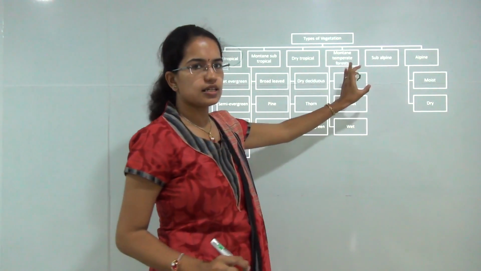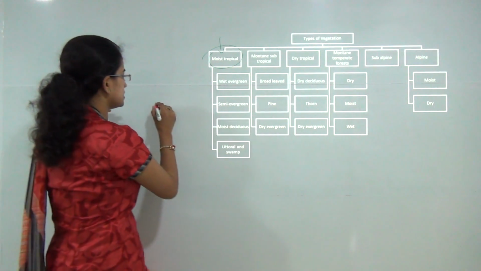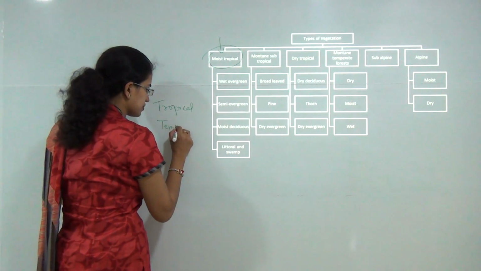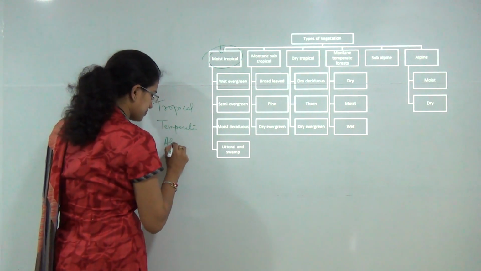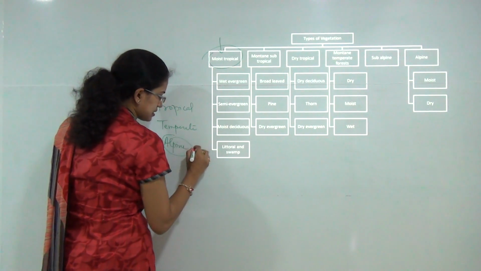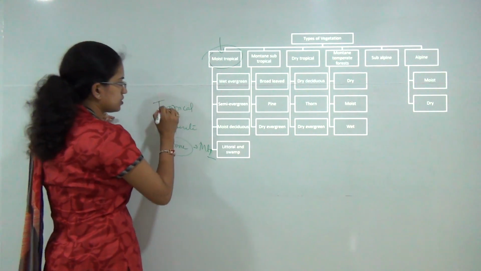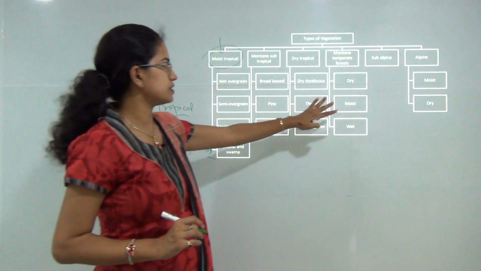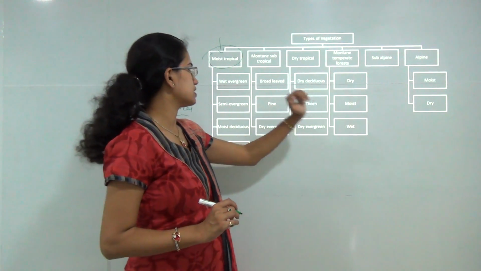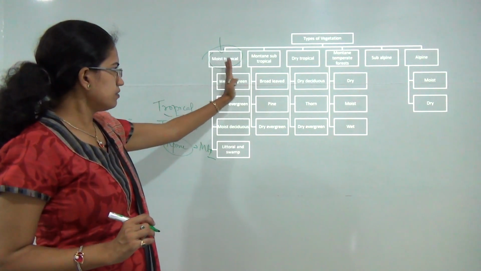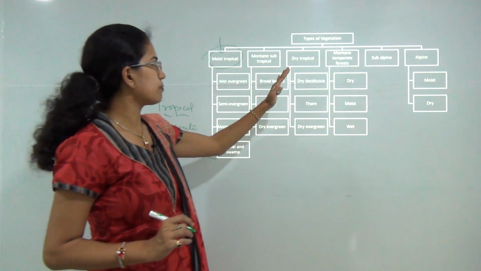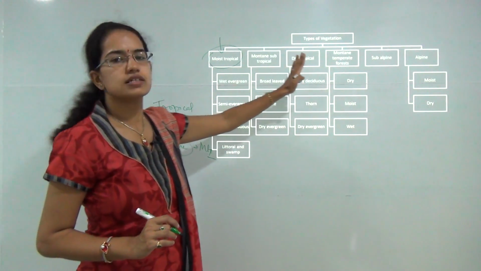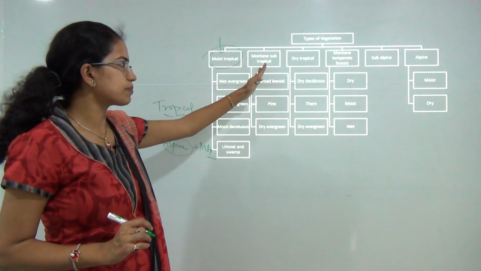Now, as you can see, broadly we have classified the vegetation into 3: tropical, temperate and alpine. Alpine deals with the mountainous regions. Tropical deals with the tropical belt, and then you have the temperate kind of vegetation that deals with the temperate forest areas. Now we'll be understanding this one by one. Tropical we have classified into 3: the moist tropical, the dry tropical and the mountain subtropical.